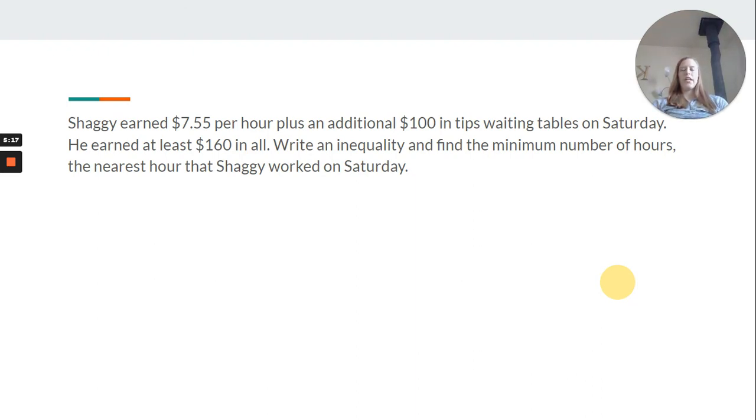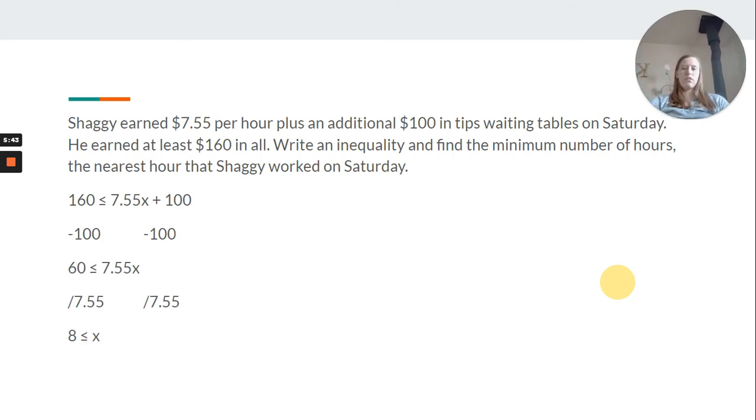Inequality statements. So Shay earned $7.55 per hour plus an additional $100 in tips waiting tables on Saturday. He earned at least $160 in all. Write an inequality and find the minimum number of hours to the nearest hour that Shay worked on Saturday. So our inequality is 160, because that's the least amount he could have made, is less than or equal to 7.55x plus 100. So first we subtract that 100 from each side. So we're left with 60 divided by 7.55. He had to have worked at least 8 hours. Okay.